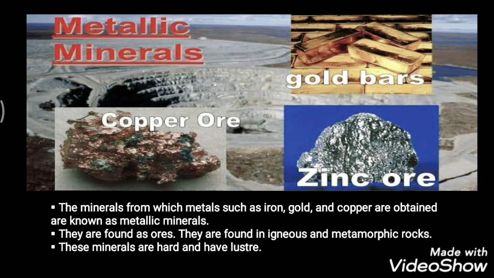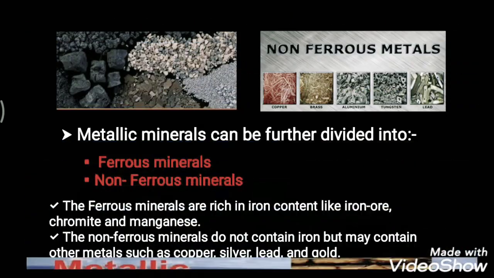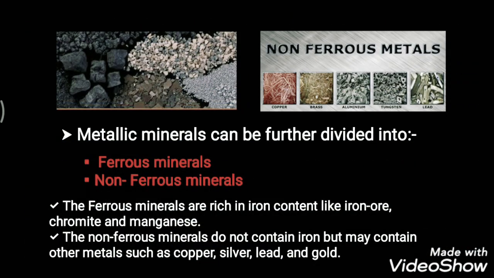Now these metallic minerals can be further divided into 2 types. One, we have the ferrous minerals, another we have the non-ferrous minerals. As the name suggests, the ferrous minerals are rich in iron content, like iron ore, chromite and manganese. The non-ferrous minerals do not contain iron but may contain other metals such as copper, silver, lead and gold. All these things come under the metallic minerals section.